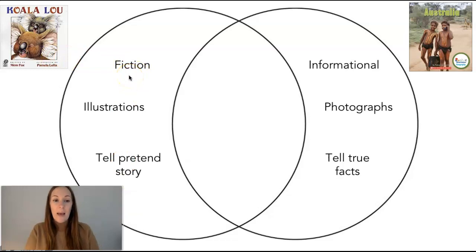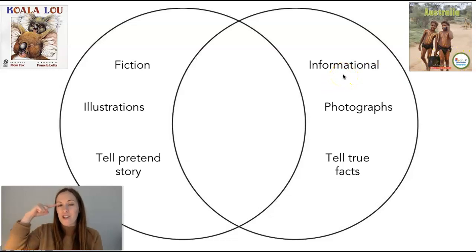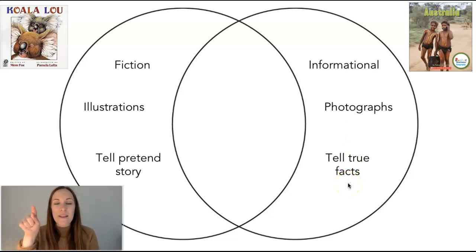Koala is fiction. That means fake. Koala has illustrations. And Koala tells a pretend story about a koala and her mom. Now, Australia is different from Koala because it's informational or nonfiction. It tells real facts. It has photographs and it tells true facts. Today, your job is to help me think about what is similar between these two books, and that's going to go on the inside of the Venn diagram.